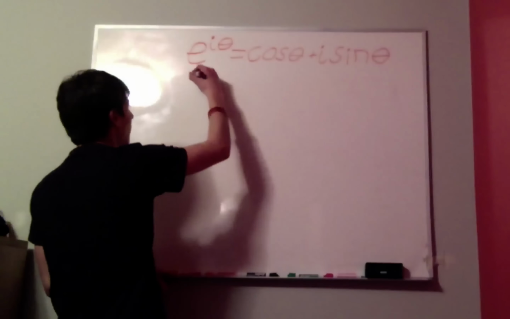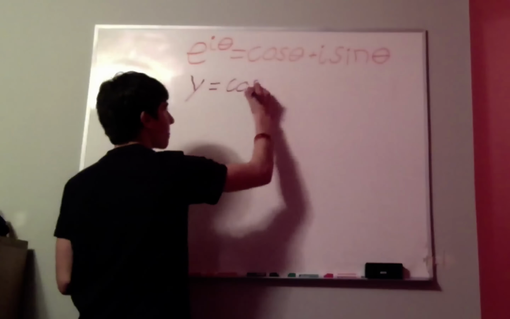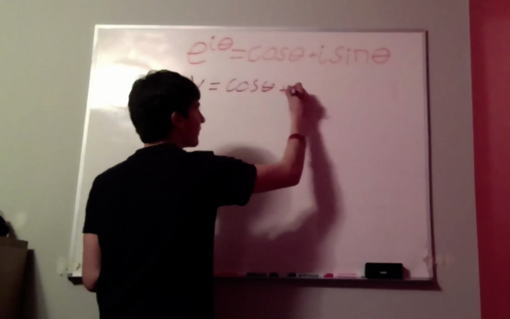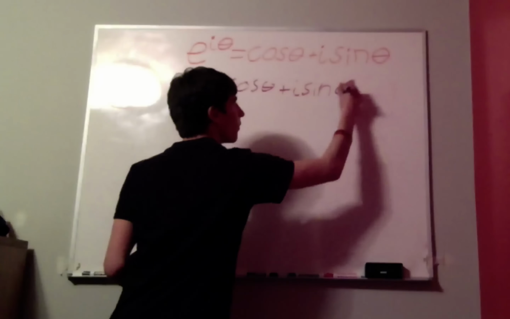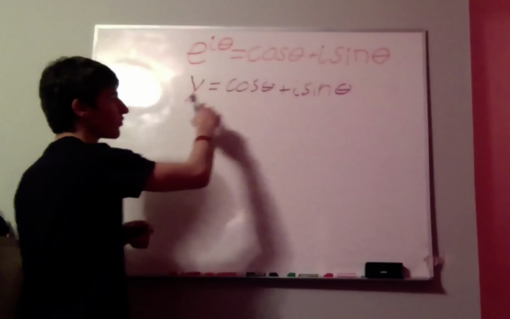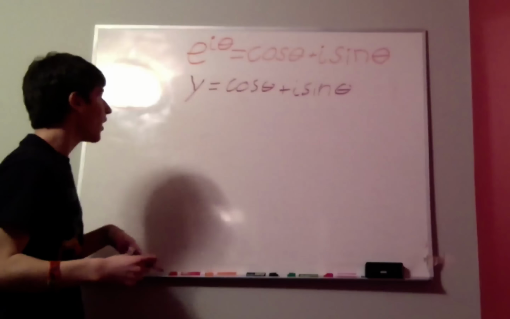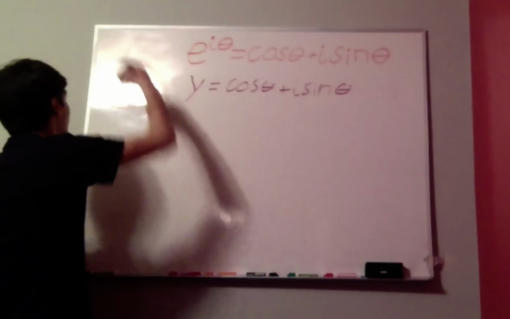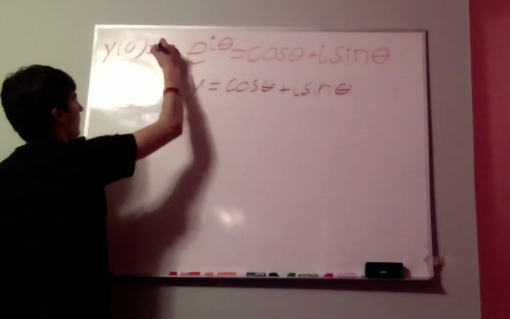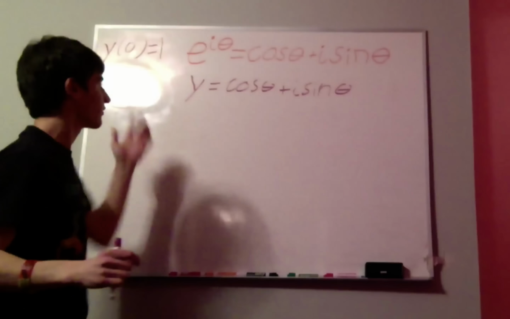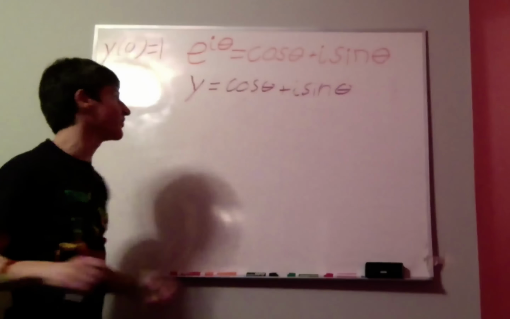So I'm going to let y equal cosine theta plus i sine theta. So y is equal to the right side of the statement, and I'm going to prove that it's equal to the left side of the statement. I'm also going to keep in mind that y of 0 is equal to 1, because that's going to come in handy later. Cosine of 0 is 1 plus sine of 0, which is 0.